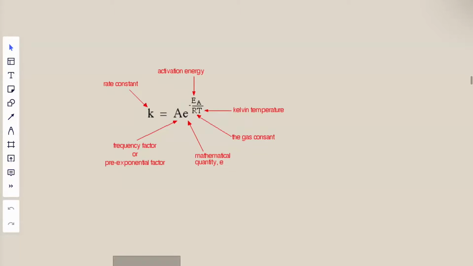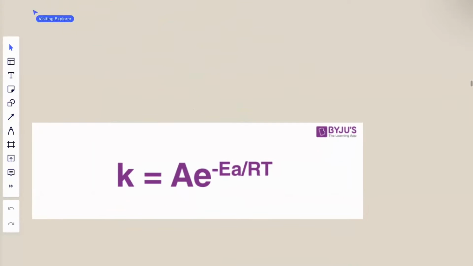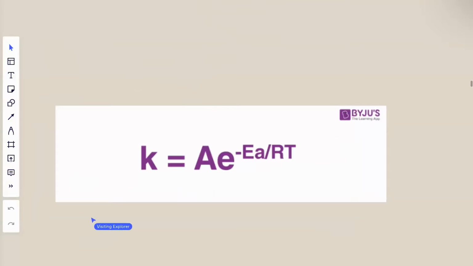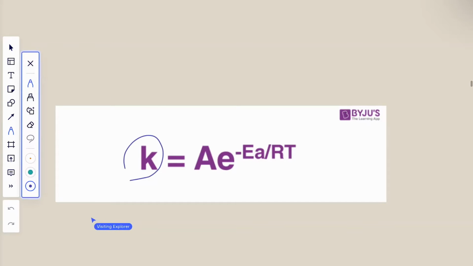The formula itself is like this, yeah. This K here is going to be long. Okay. EART. Your job is to find EA. Is that what your teacher said? Yeah. He said try to find the activation energy. Okay, good.